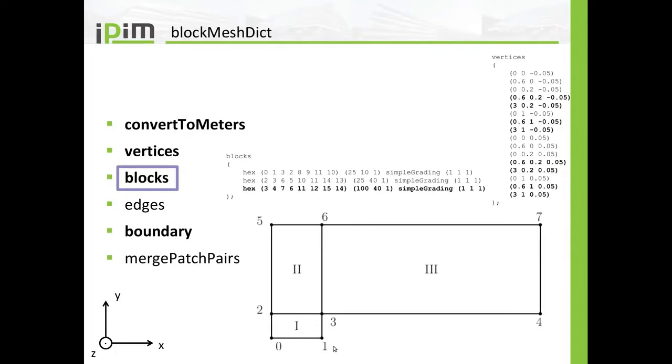Now take care of the orientation of the vertices. It's 0, 1, 3, and 2, and not 0, 2, 3, and 1. So take care of the orientation, this is important. And it is the same orientation in all the blocks. So it's 0, 1, 3, and 2, and then again the same counterclockwise orientation 2, 3, 6, and 5, and 3, 4, 7, and 6.